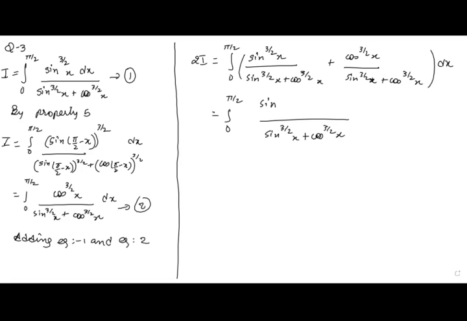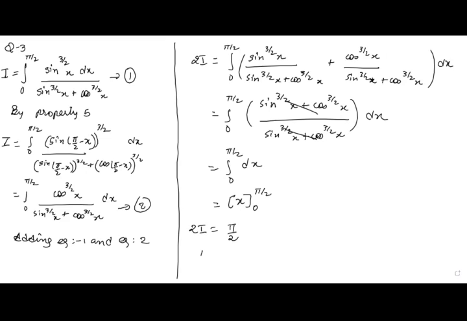I will get sin raised to 3 by 2 x plus cos raised to 3 by 2 x dx upon the same. As both of these terms are the same, they will cancel out, and I will have integration dx, whose answer is just x. I will keep the upper limit first, and then the lower limit 0. So the value of I is pi by 4.